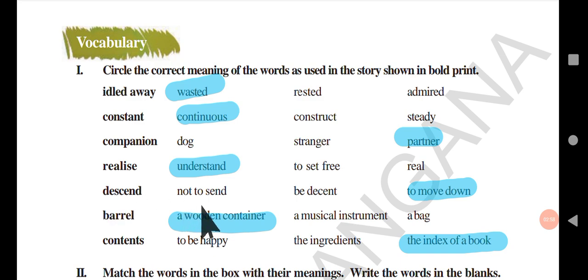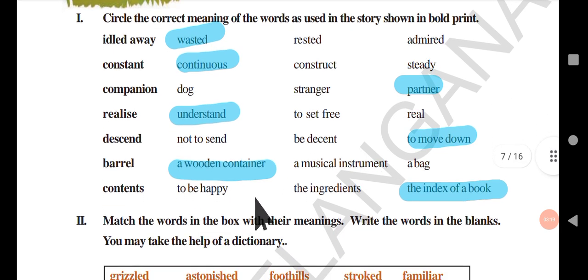Next one, descend. Options you have here are to send, be decent, to move down. Descend the building, descend the mountain, in the sense to get down from the top of the mountain. That is to move down. So the correct meaning of the word descend is to move down.